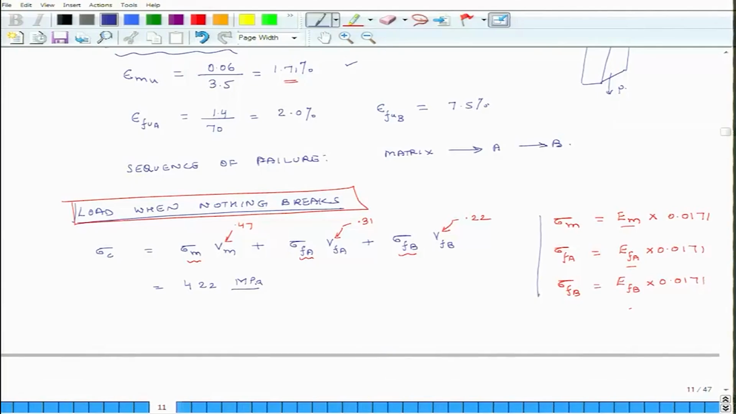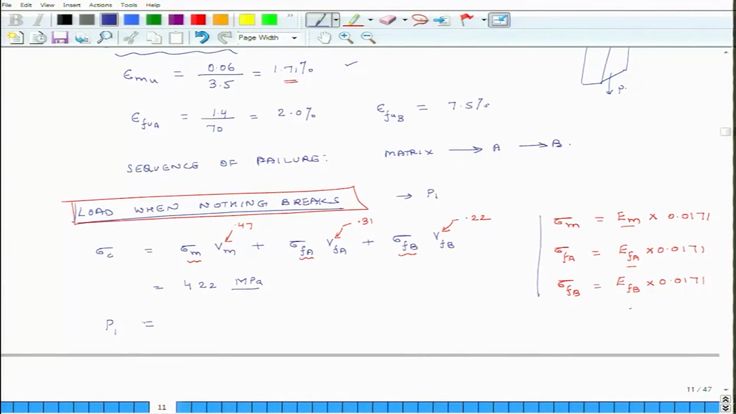But what is the question? We have to calculate the load. Load is not same as stress. So, how do we calculate load? We multiply by area. So, P1, so this we had said there was P1.